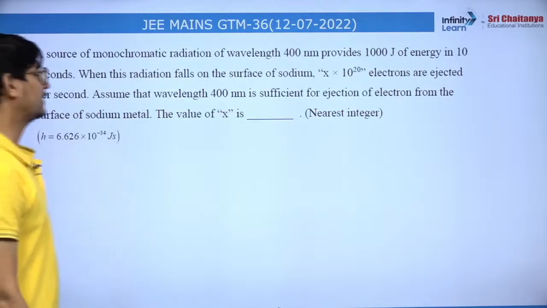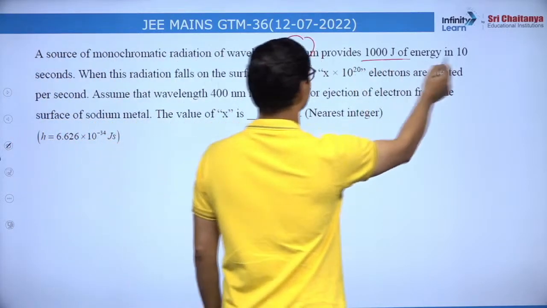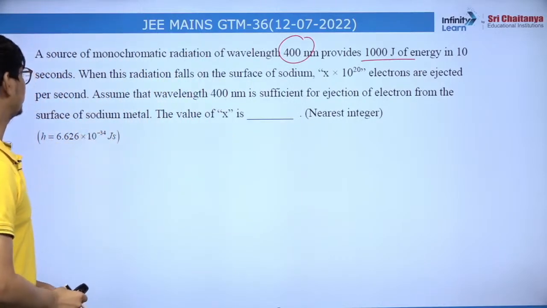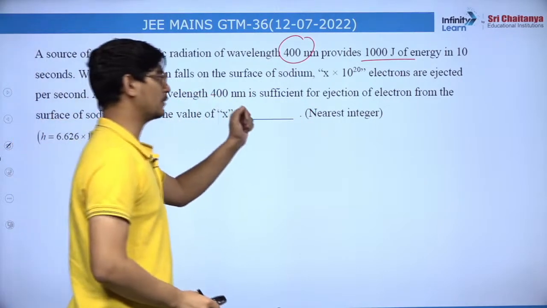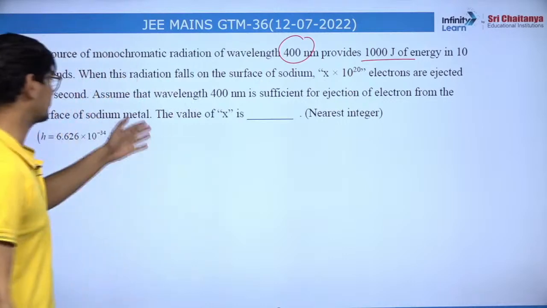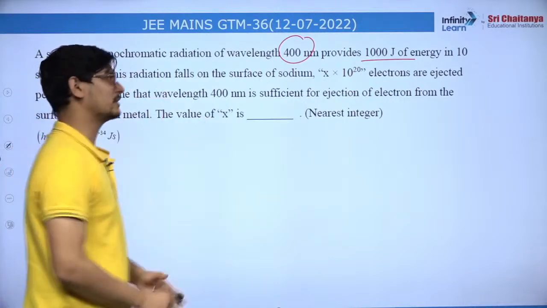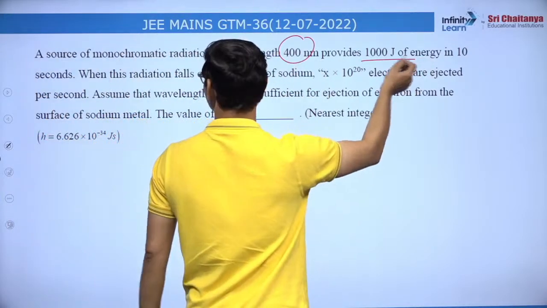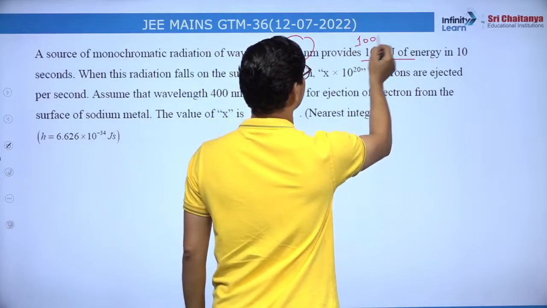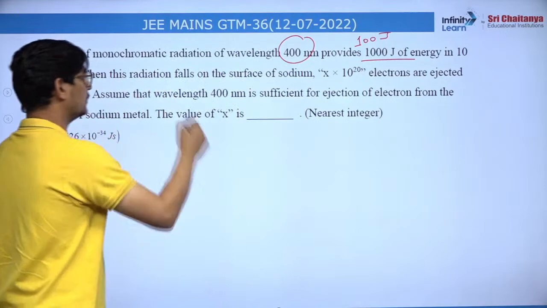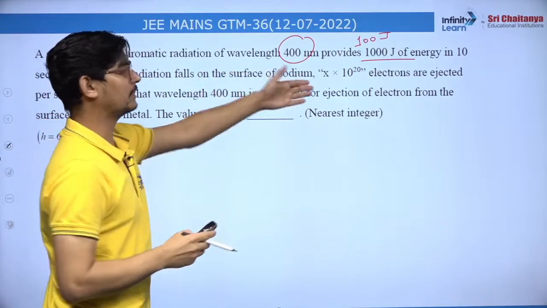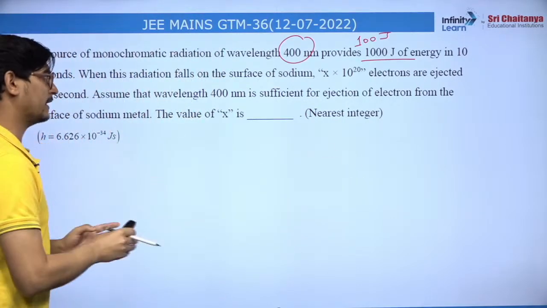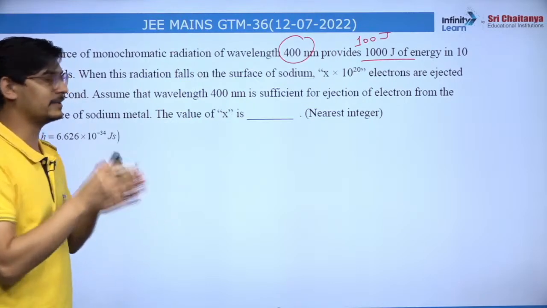A source of monochromatic radiation of wavelength 400 nanometer provides 1000 joule of energy in 10 seconds. So when this radiation falls on the surface of sodium, this many electrons are ejected per second. Assume that the wavelength 400 nanometer is just sufficient for the ejection of electrons from the surface of sodium metal. The value of X is, it's a very simple question guys, look at this. In 10 seconds it provides you 1000 joule, right? So in 1 second it will provide you 100 joule. Now the energy of the photon is just sufficient to knock out the electron. If we assume that every photon is able to eject an electron, the number of electrons is equal to the number of photons, right? Each photon can eject one electron.